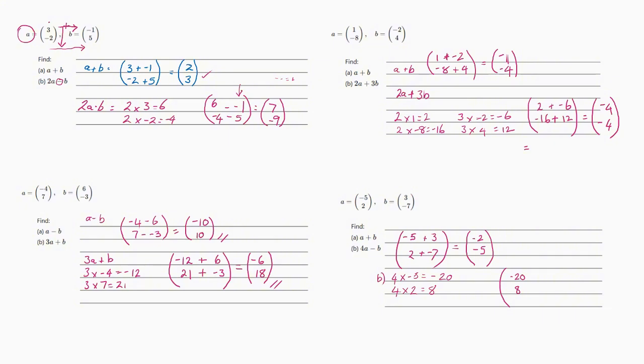B stays the same. And it's a negative question. So our column vector is -20 minus 3 is -23. And 8 minus -7, so that becomes a plus, is 15.